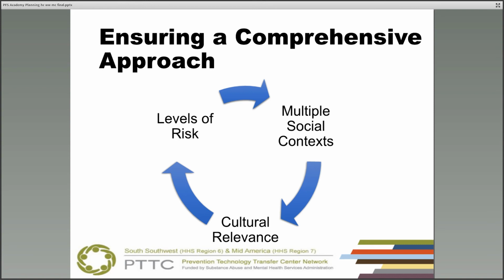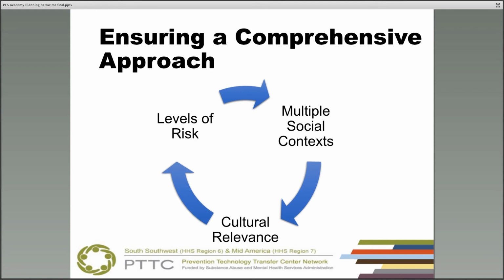We know, for example, that risk and protective factors operate across a number of social contexts. And so we also know that those societal contexts of laws and norms are very, very important. So we want really a comprehensive approach that's impacting the multiple levels of the social context. Also considering the cultural relevance in the community and understanding how that impacts and contributes and helps us understand the levels of risk as well as the social context that we need to focus on.